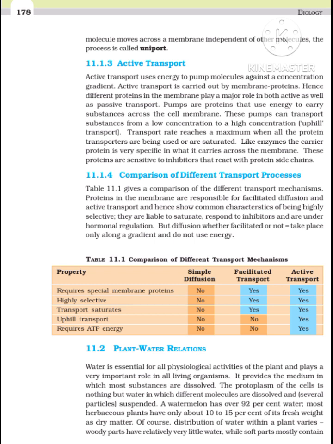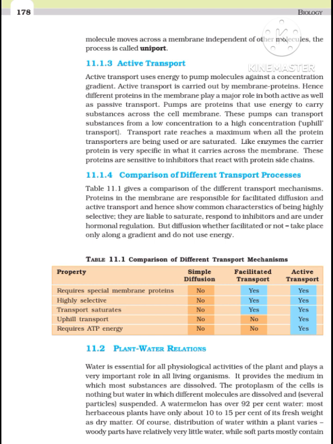11.2 Plant-water relations. Water is essential for all physiological activities of the plant and plays a very important role in all living organisms. It provides the medium in which most substances are dissolved. The protoplasm of the cells is nothing but water in which different molecules are dissolved and several particles suspended. A watermelon has over 92% water.